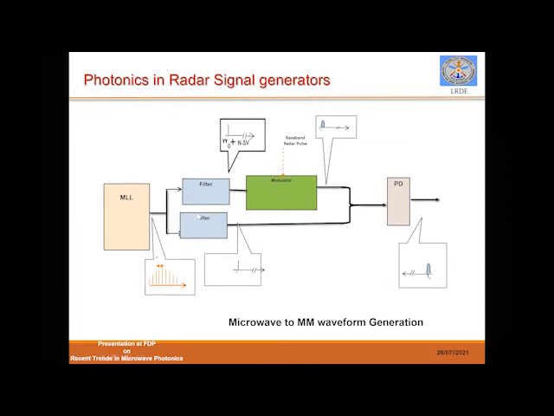So directly by just beating these two modes of the MLL, I can get the carrier frequency. This is power combined and it is given to a photo detector. We can get even signals up to beyond millimeter wave range. For example, in the microwave frequency range, even 40 gigahertz, 45 gigahertz we can generate.